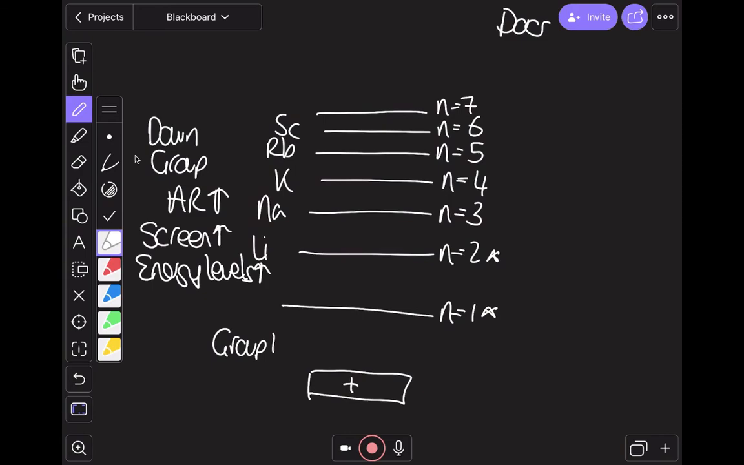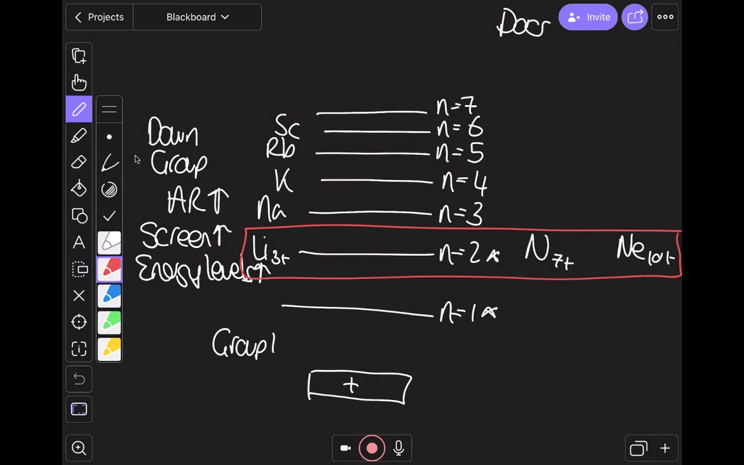If we then were to take our lithium and go across period 2, lithium is 3 positives, nitrogen is 7 positives, all the way to neon, which is 10 positives. So this now is going across a period. And what we find, so the rule is, across a period your atomic radius decreases.